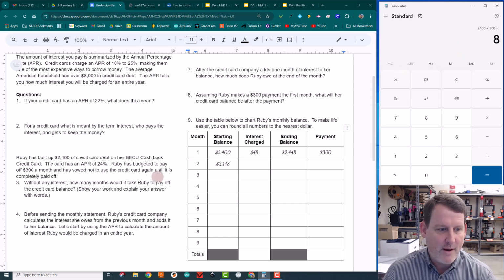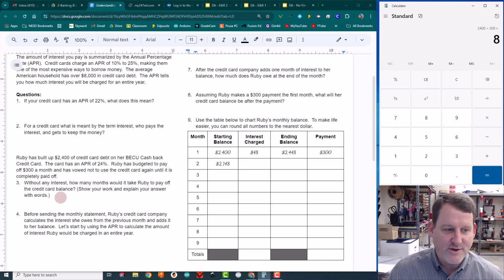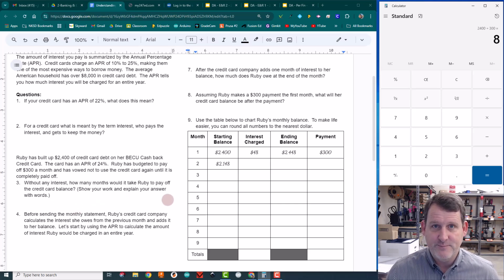So now I'm going to show my work down here. You're going to write 2,400 divided by 300 equals 8 months to pay off. Remember to put a few words on your answer to show that you understand what the number means. All right, so now let's get back to real life where there is interest.